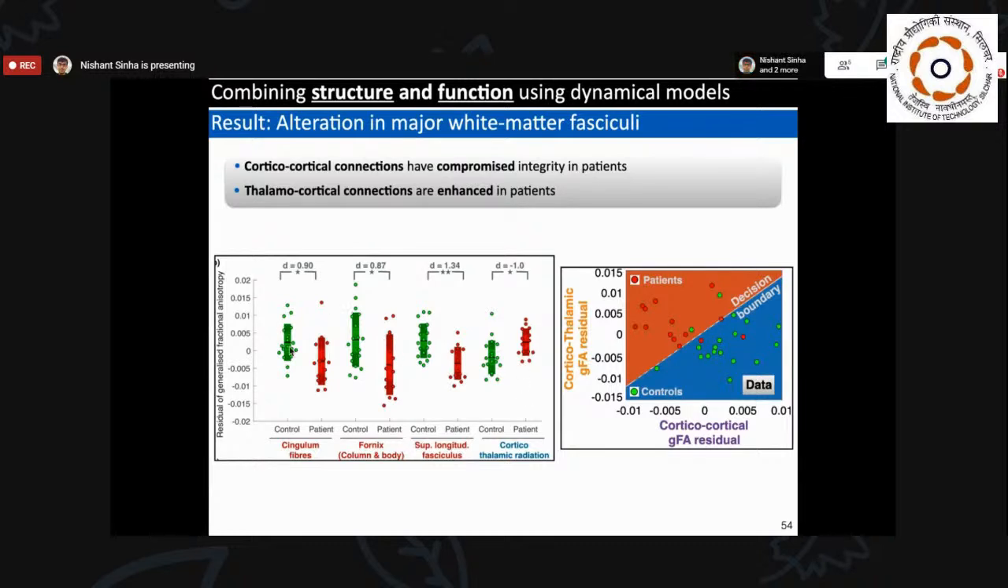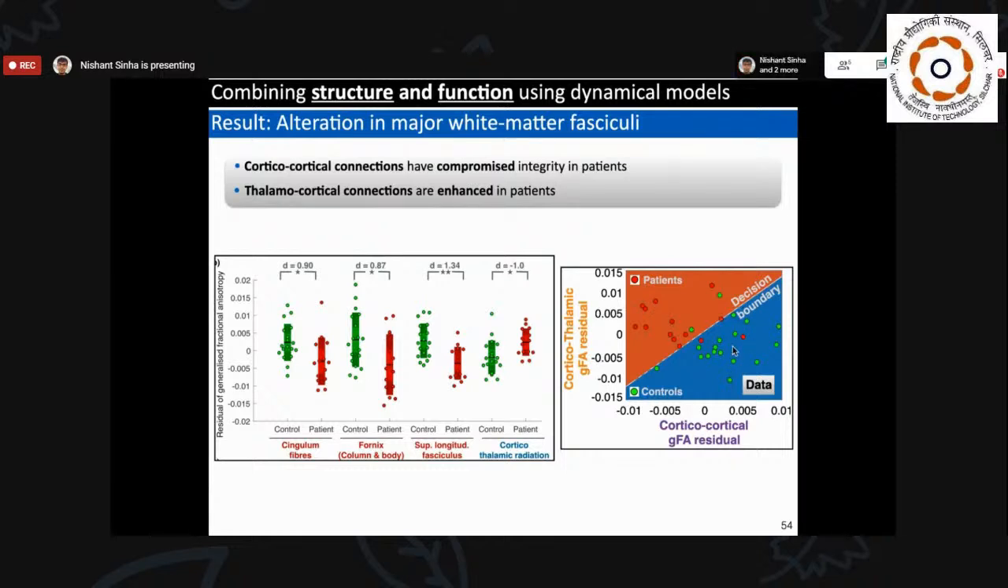So each dot here is a patient, and based on this data, we can obtain a decision boundary which best separates the patients and control. And we can see that by taking these two features together, cortico-cortical connection and cortico-thalamic connections, we can separate patients and control pretty well.